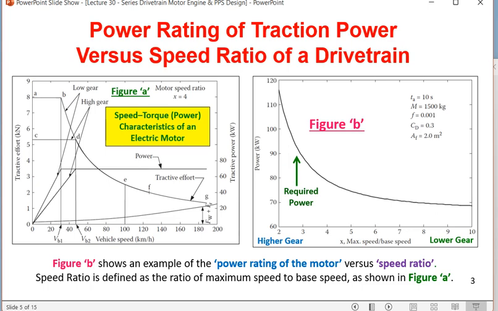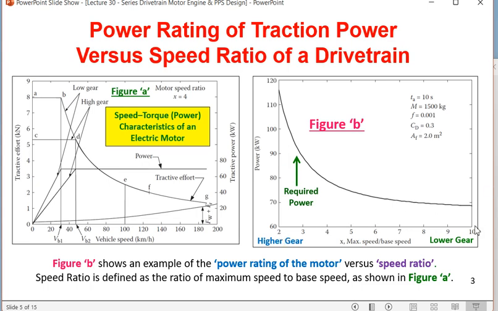Now, power and torque of the traction motor versus speed ratio of a drivetrain. What is this right side graph? It shows 2, 3, 4, 5, 6. This is nothing but the speed ratio, x. Speed ratio 2 means it's a higher gear. If you consider that maximum speed is around 200, then 200 by 100 is equal to 2. That means here the base speed is 100 km per hour, and that's why the speed ratio is 2.